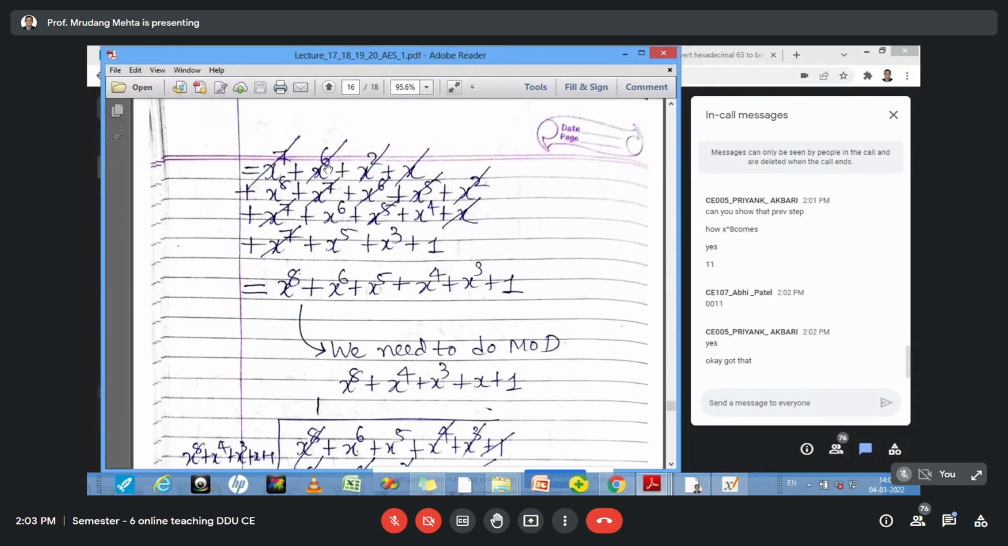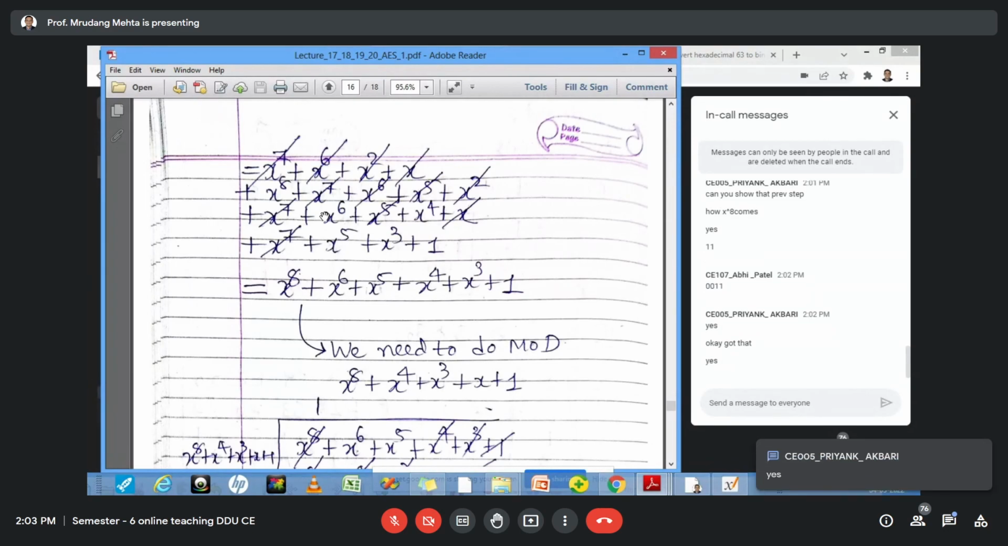And x raised to 6 XOR x raised to 6 cancels out, right? So we have 2x raised to 6, and the third x raised to 6 remains as it is. Is this clear? Okay, so this is our polynomial after multiplication and addition.